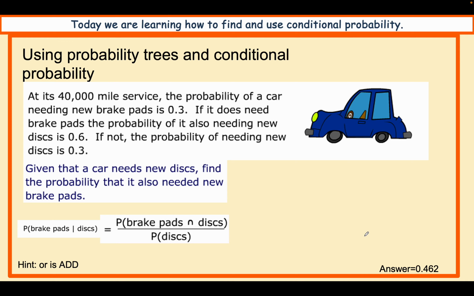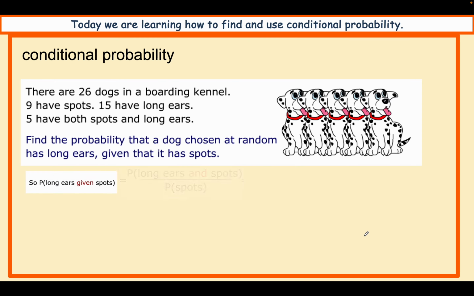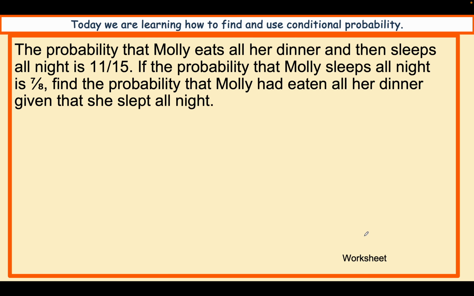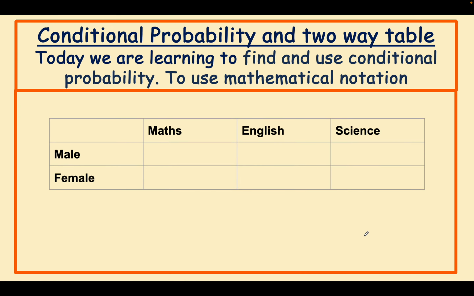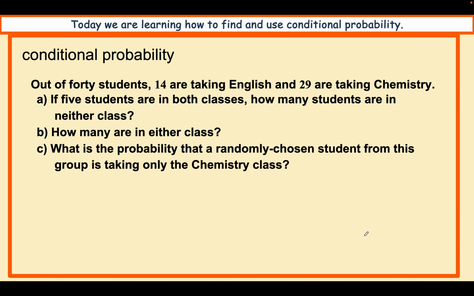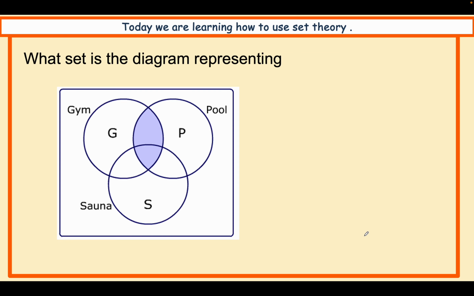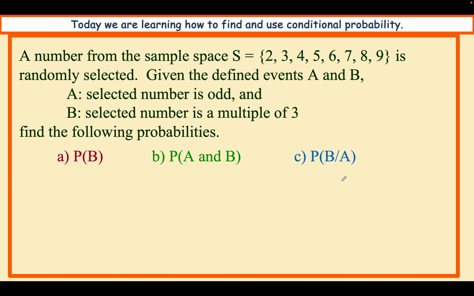The answer is 0.462. Now we're going to have a go at a problem where we are looking at a different kind of manner of approaching this. So let's go to a question where it's to do with Venn diagrams. Find the probability of B given A. So how do you do this? First of all, we're going to draw out the Venn diagram.